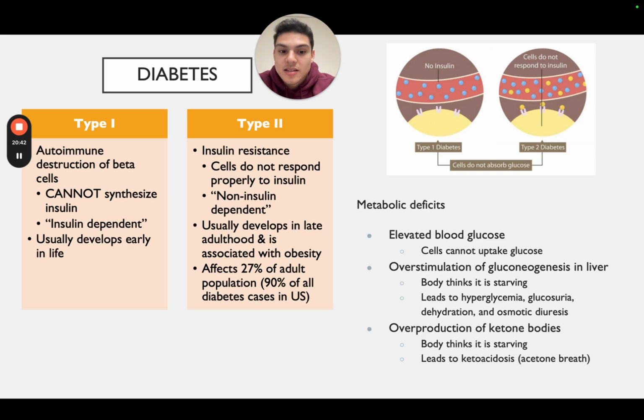The body thinks it is constantly starving, and it leads to hyperglycemia, glucosuria, dehydration, and osmotic diuresis. Then it leads to an overproduction of ketone bodies because the body, again, thinks it's starving, so it leads to ketoacidosis. That's why there's this common term known as diabetic ketoacidosis.